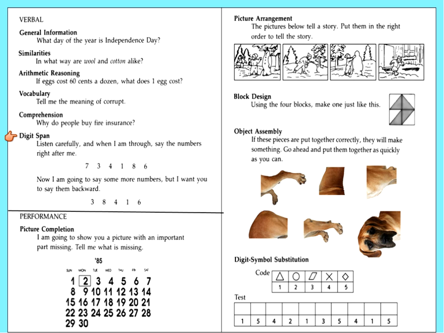Digit span. Tell me in the chat box. How many items should the average person be able to do here for digit span, given what we know about the capacity of short-term memory? Somewhere between 5 and 9. Yeah, absolutely. So we go with digit span.